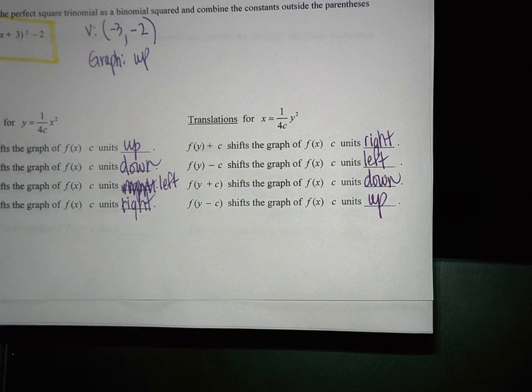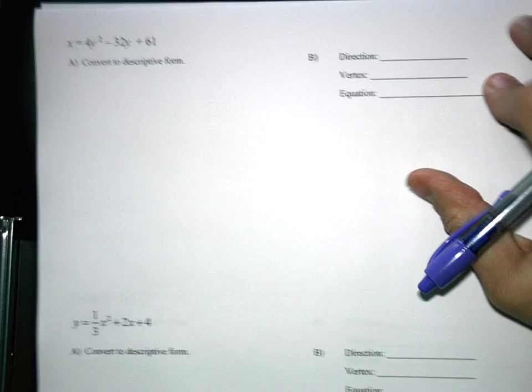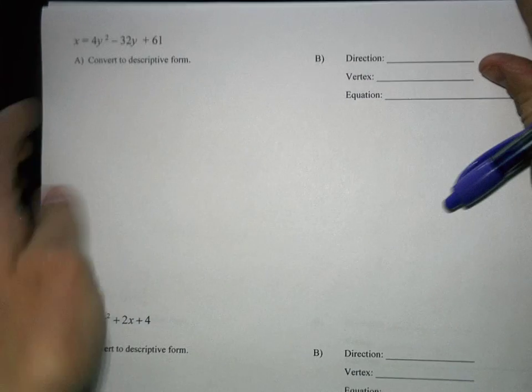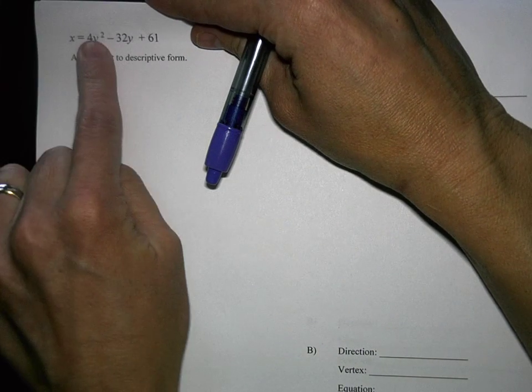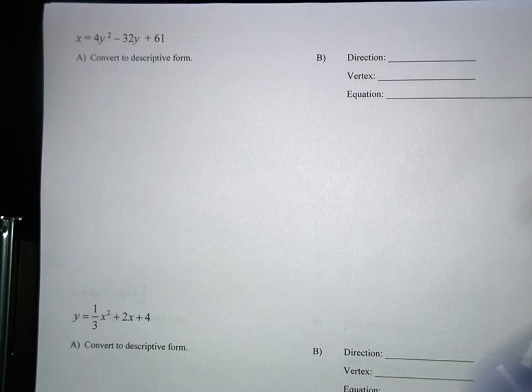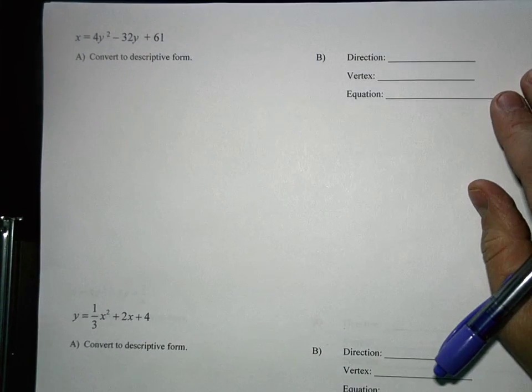Okay, so we're going to go ahead and move on to some more examples. With our first example here, notice that it's set equal to x, and our y squared term is on the right, and so we need to complete the square in order to convert it to descriptive form.